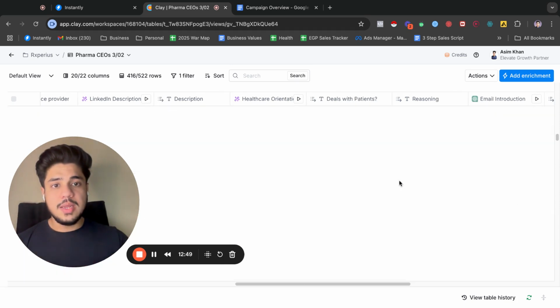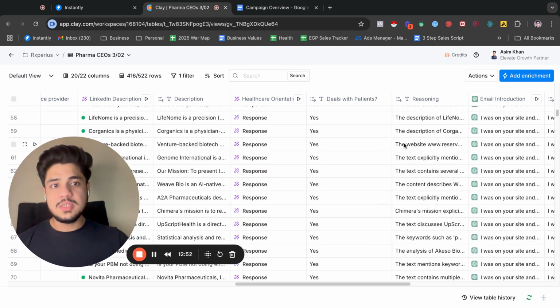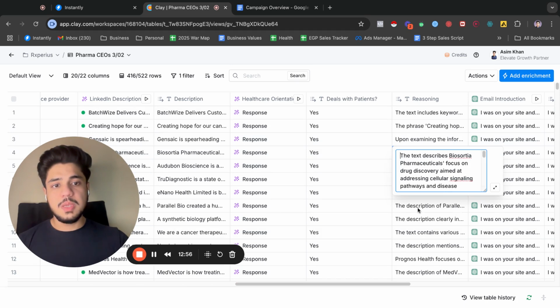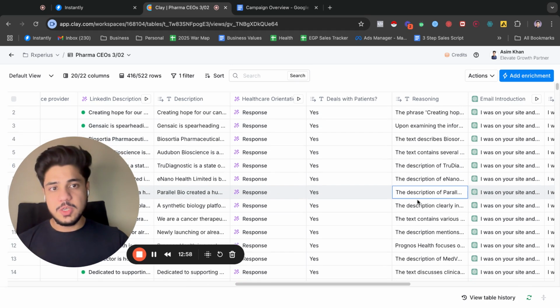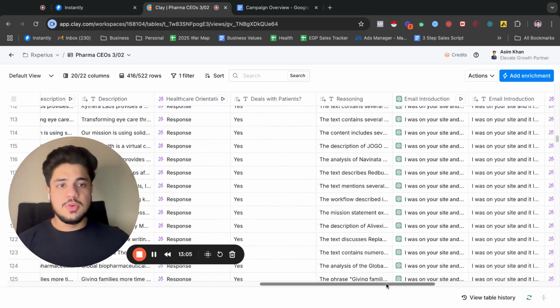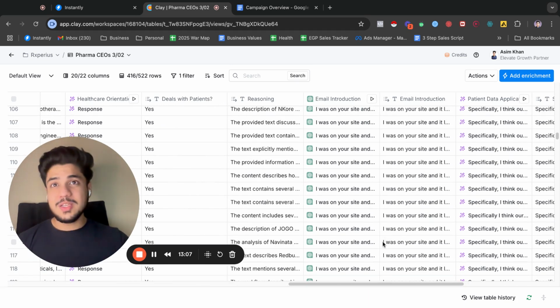I also wanted a reasoning as well, which is why these companies deal with patients, because I wanted to understand how it determined that yes, this company might deal with patients. This is just for myself, because I wanted to double check whether the results are accurate or not. And that's how we do it. Now, when it comes to personalization and everything, it's very straightforward.